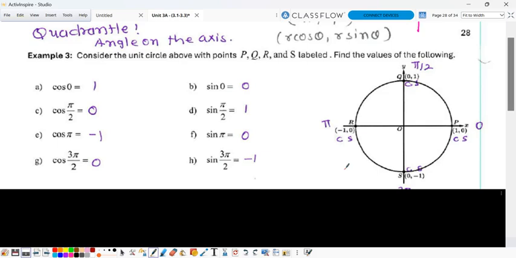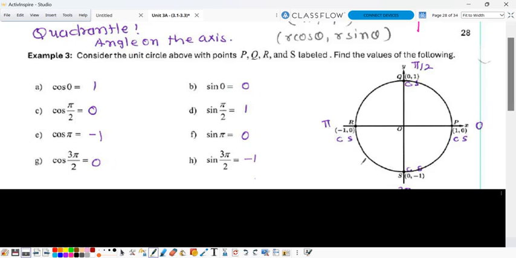Later, when we talk about the slope, you can see that the slope of the horizontal line is 0, and the slope of the vertical line is undefined. So if I have to find tangent of pi over 2, I have to say it's undefined, because it's a vertical line and the slope is undefined for that. So quadrantals are again your best friend.